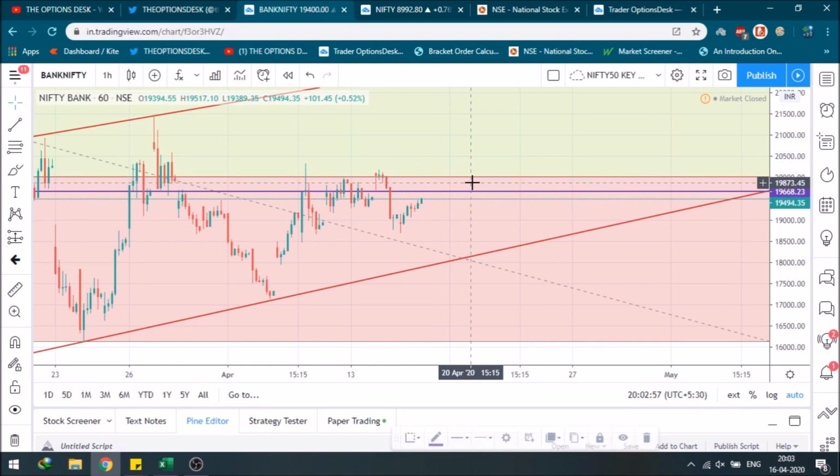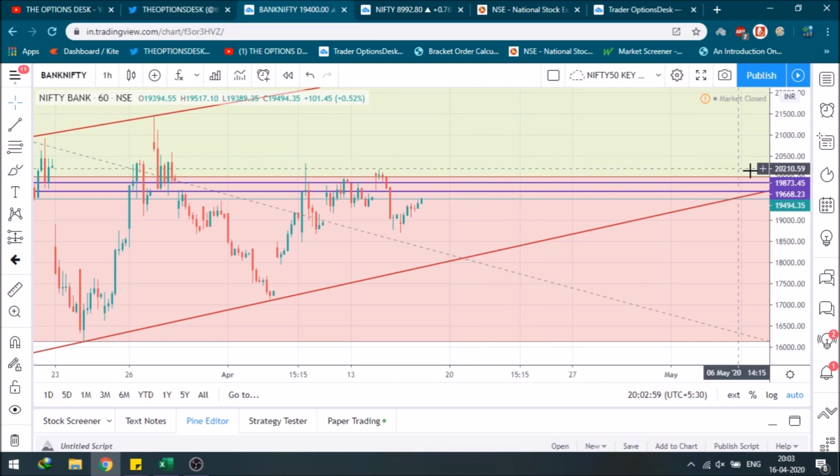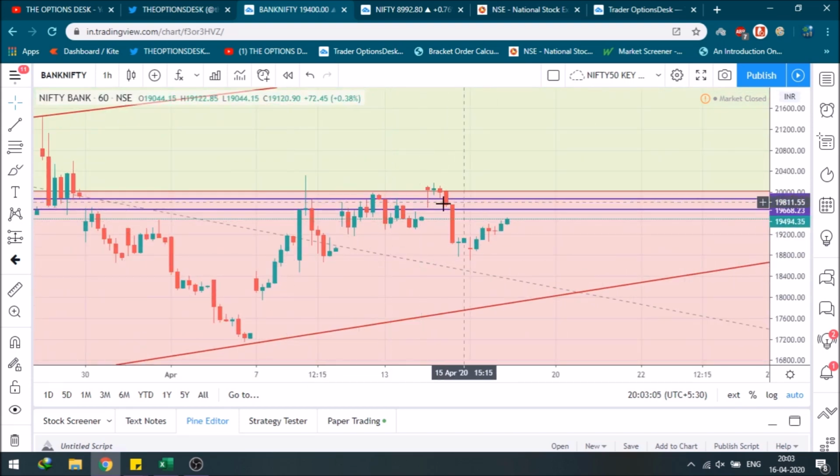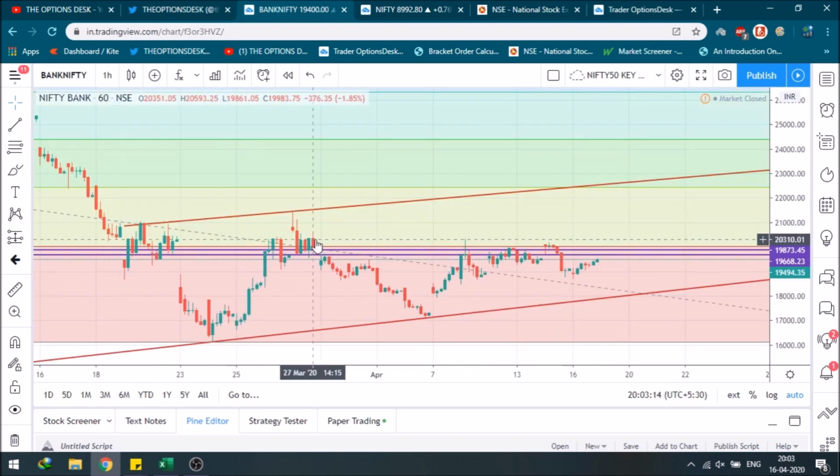Now marking the first target, I should mark it here. The first target I have marked at 19873. So that is the level. Why? The low of this candlestick, let me zoom in for you. The low of this candlestick, the high of this candlestick, the high of this candlestick again, then one high here also, and then one low here again. So this is the level that I marked as the first target.